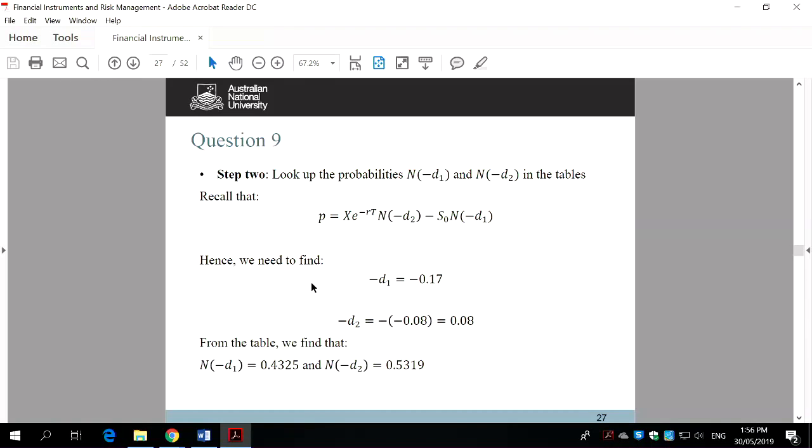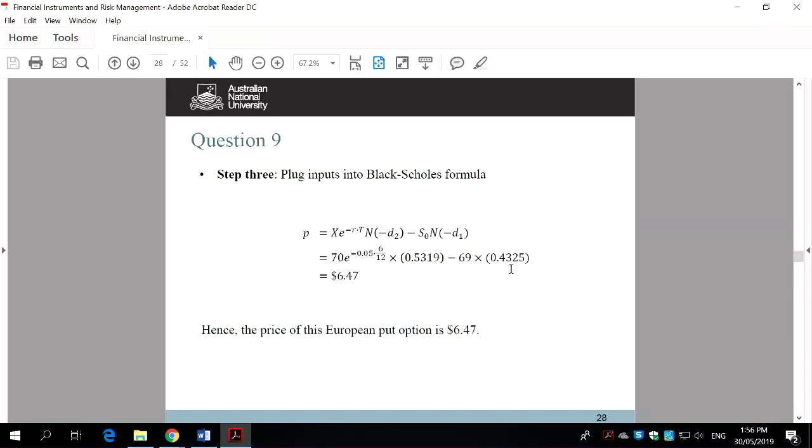So again, as usual, you go to your table, you find the corresponding probability with minus D1 and minus D2. And the last step is simply plug into your put option formula. So with the put option formula, that's the present value of the strike times N(-D2), then minus the spot price times the N(-D1). So you get the put option price $6.47.